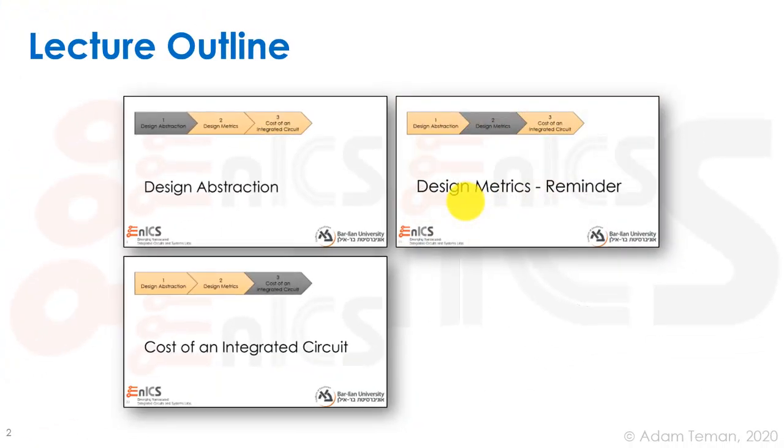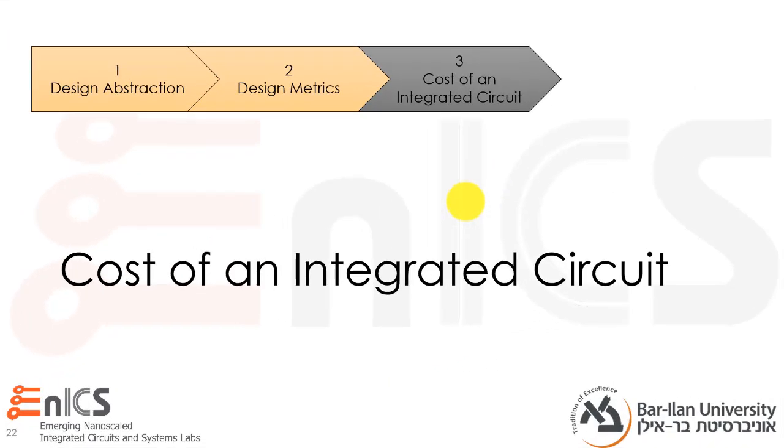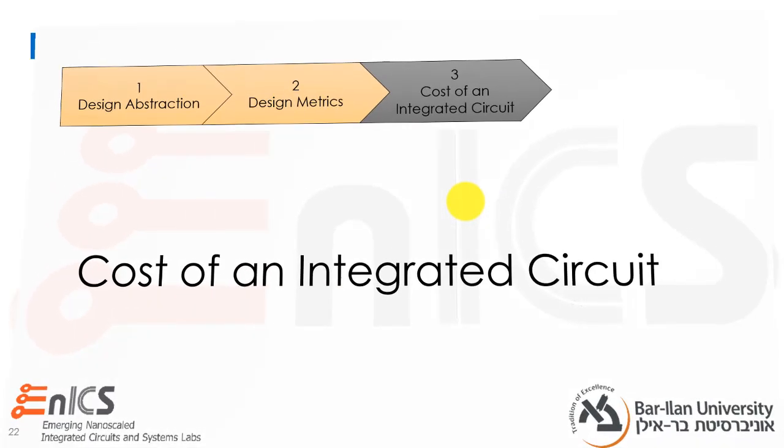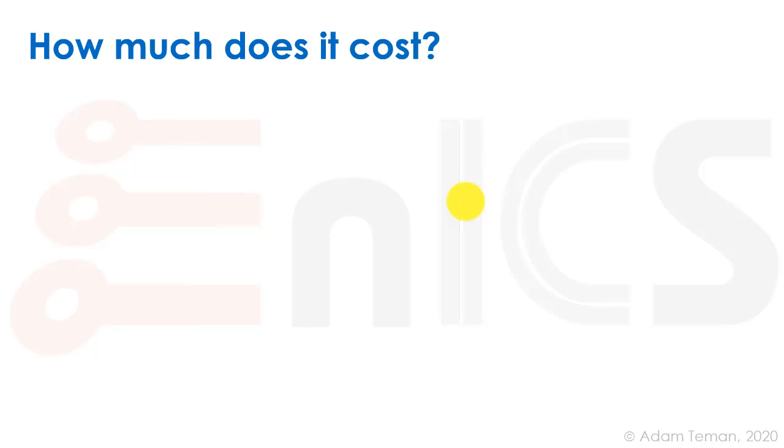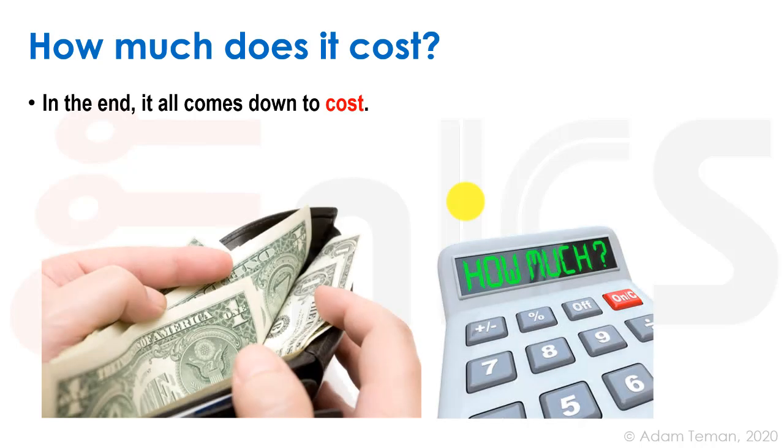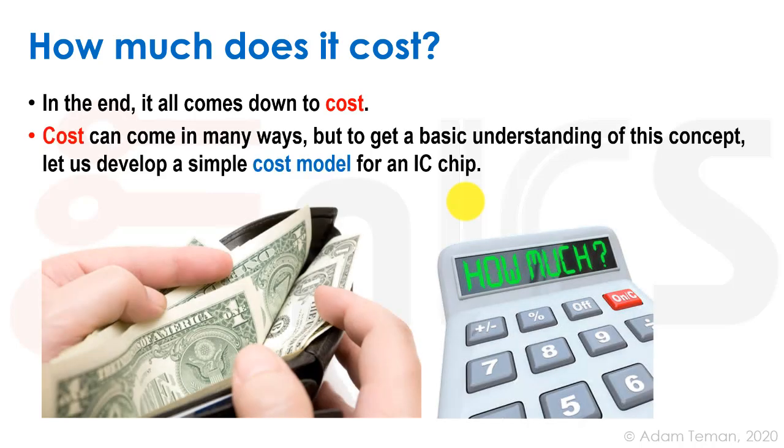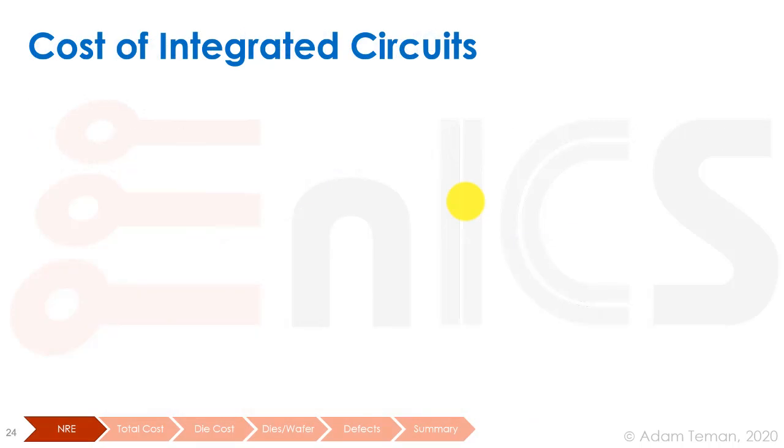Okay, that leads me to the third part of our discussion today, which is a model about the cost of an integrated circuit. Okay, so how much does it cost? In the end, it all comes down to cost. Okay, cost can come in many ways, but to get a basic understanding of this concept, let us develop a simple cost model for an integrated circuit chip.